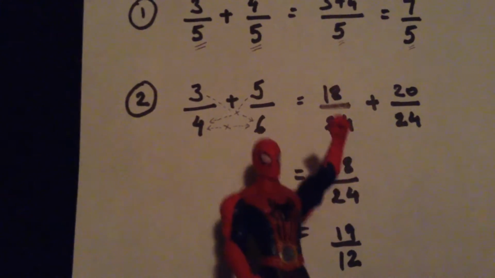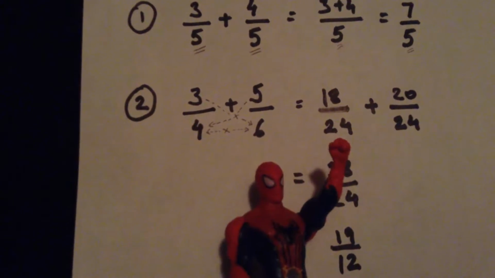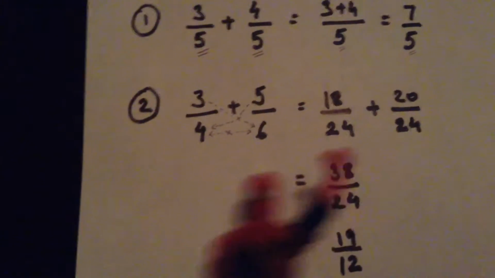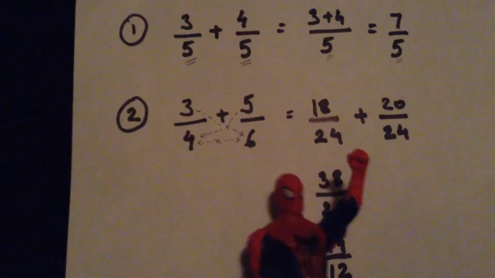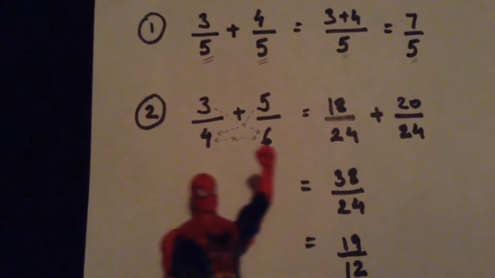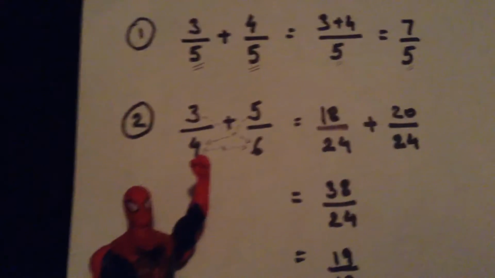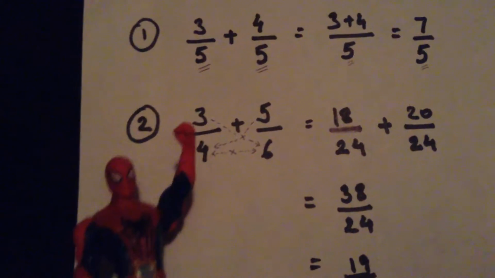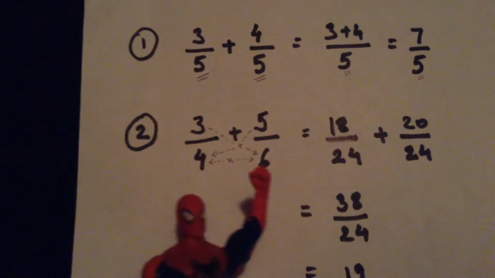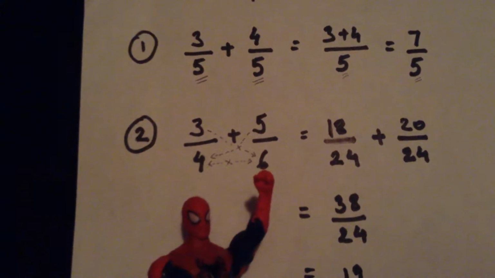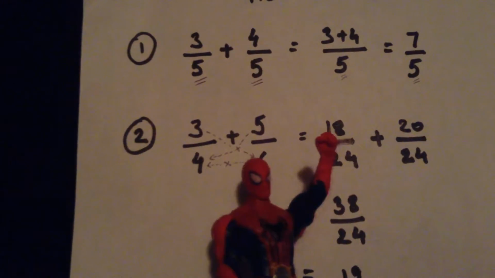So we just write both the fractions again, and we say 24 is the denominator for both the fractions because 4 times 6 is 24. Now for the first fraction, we multiply the numerator by the denominator of the second fraction, and we get 3 times 6 is 18.